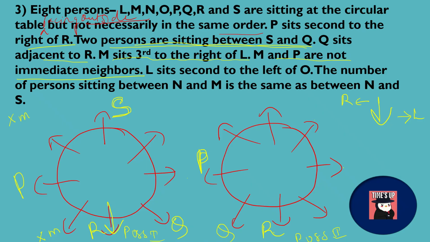Q is placed here now. Two persons are sitting between Q and S. 1, 2. S can be here. Otherwise, 1, 2, S can be here. So I'll place S here.